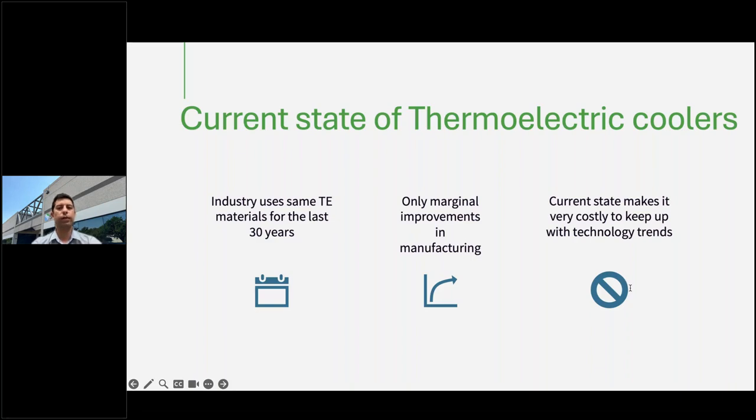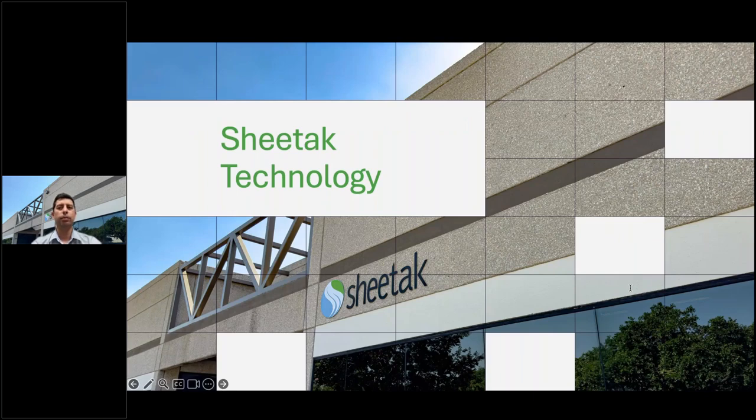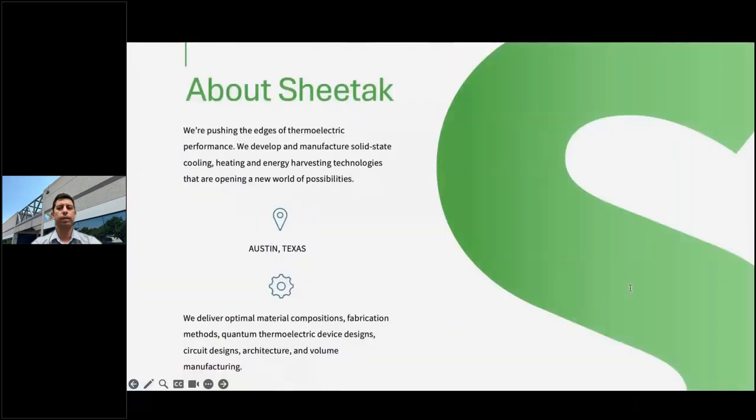For the last 12 years, Sheetak has been working on building a new paradigm in the thermoelectric industry. We are a company that pushes the boundaries of thermoelectric technology and systems. We count on a great team of material scientists, veteran semiconductor professionals, and very talented application engineers. Our founding team has been working on thermoelectrics for over 20 years. We hold over 25 patents in key areas of thermoelectric technologies, devices, and systems. We have great expertise in optimizing material composition, system design, and volume manufacturing.